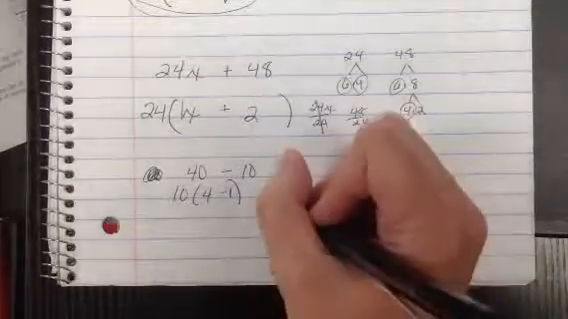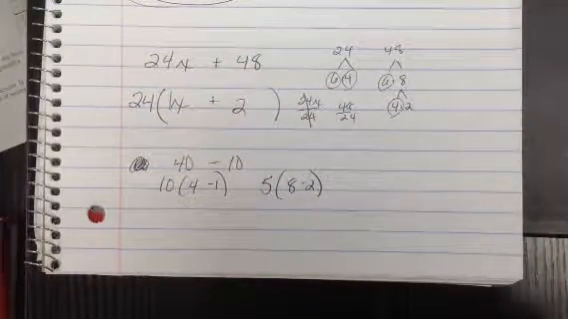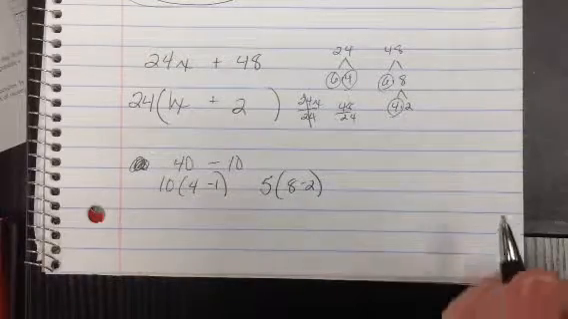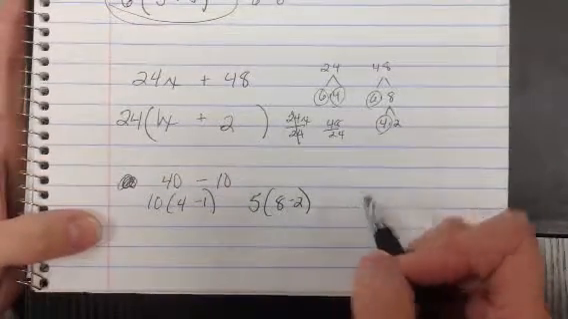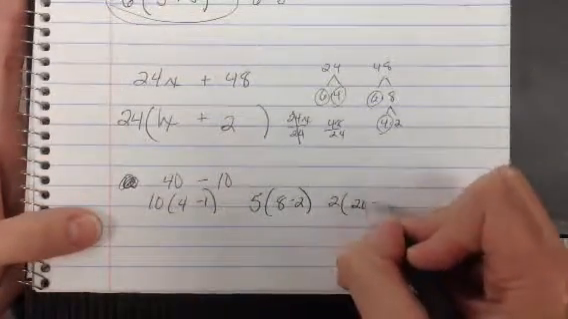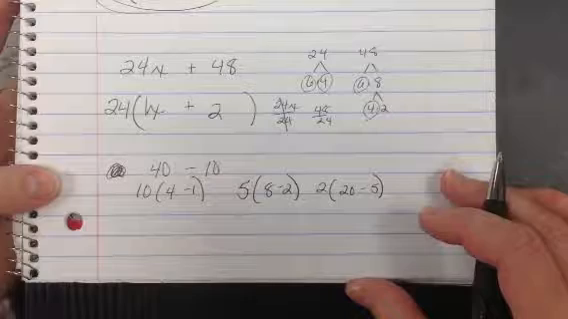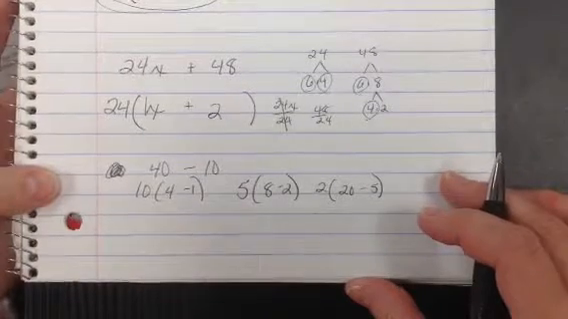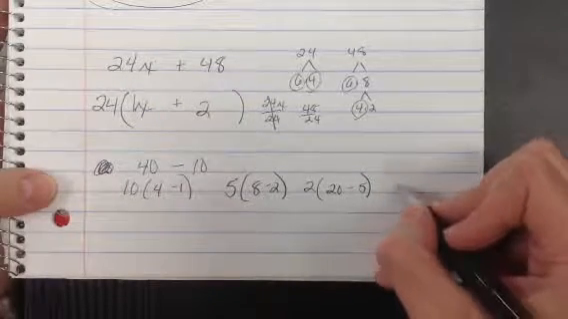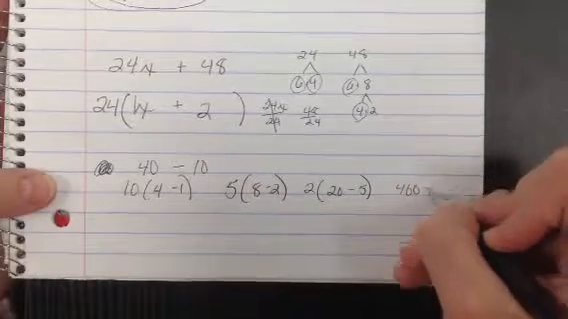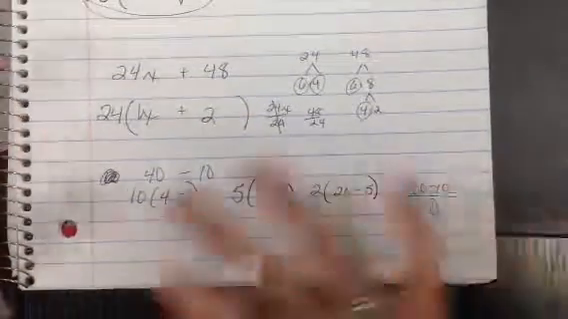What if I wrote it as 5 times 8 minus 2? That's an equivalent expression. What else could I do? What other choices do I have? I could factor out other things. I could factor out a 2. If I only factored out a 2, that would be 20 minus 5. And how about a bigger one? What if I did like 400 minus 100 divided by 10? That would be 40 minus 10. So there's a whole bunch of ways you could show this.